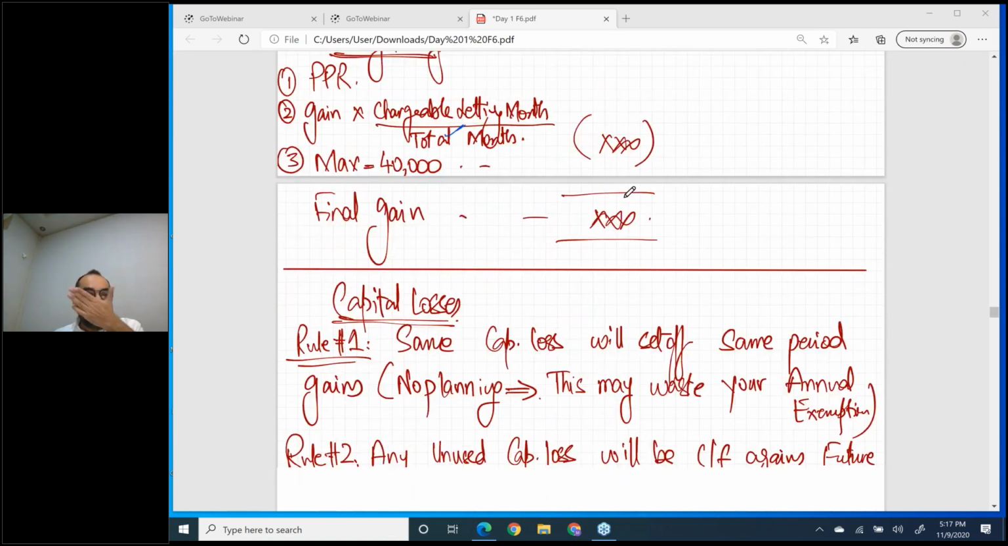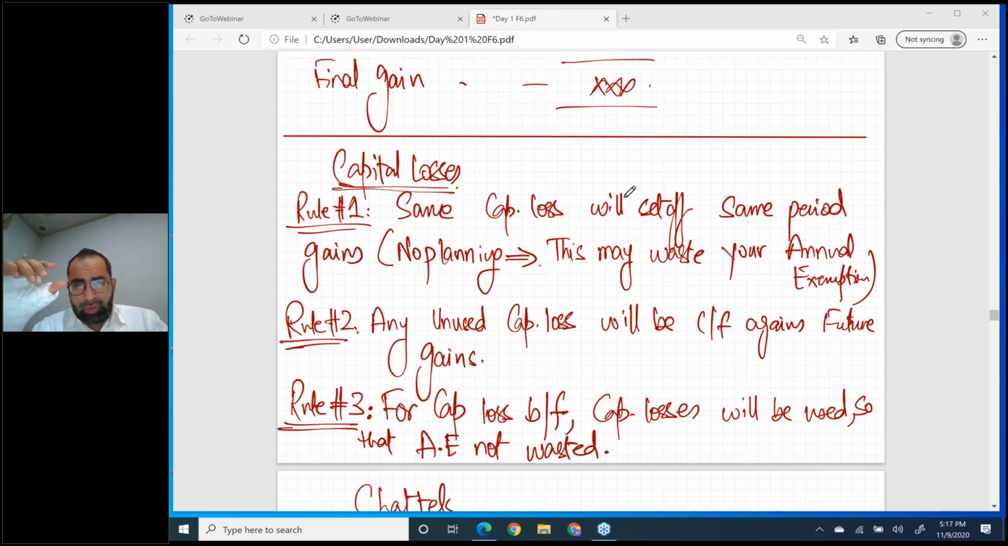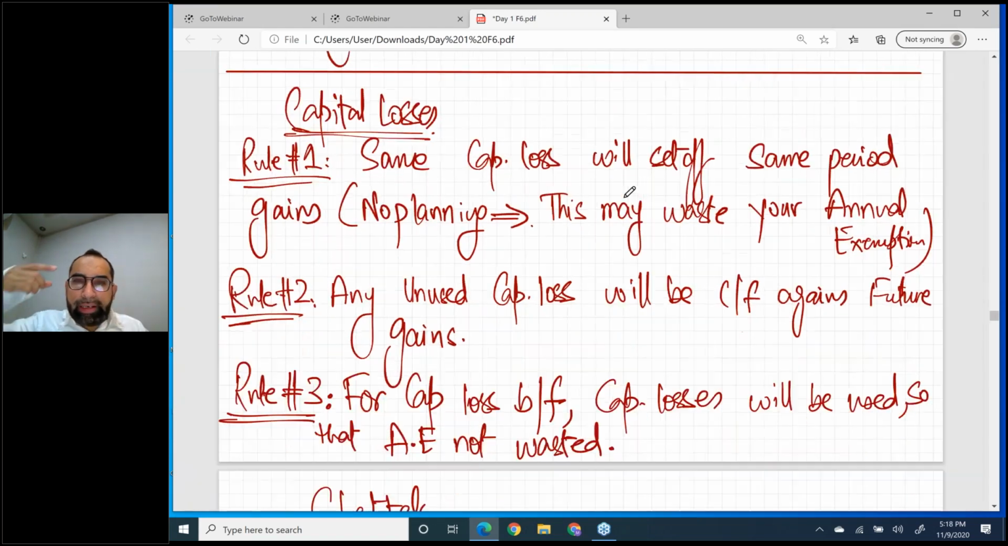Now, there is a topic named capital losses. Look at here. Disposal proceeds less cost. If DP is higher and cost is lower, you get a gain. And if DP is lower and cost is higher, you get a loss. Okay, you get loss, not get lost. So listen, in bad days, that means in loss days, the tax department gives you relief.